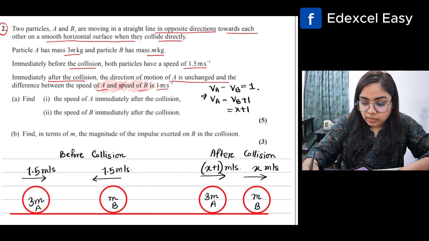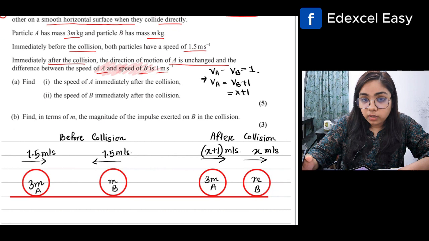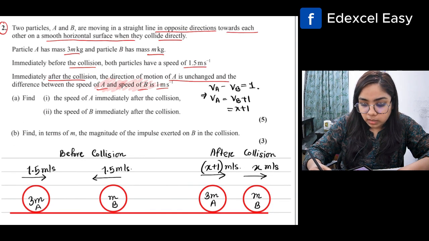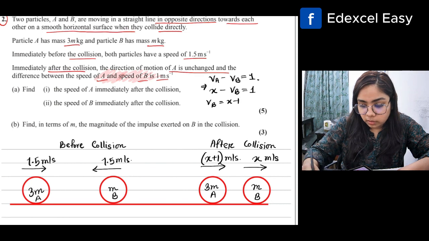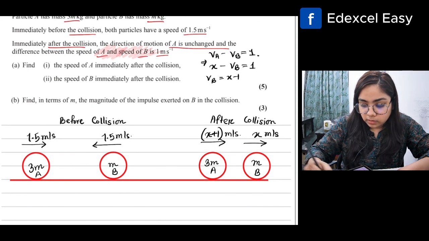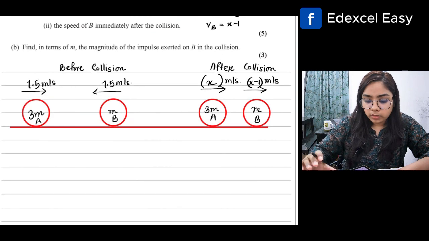Yeah, then I think since they're asking you to find out the value for speed of particle A first, it would be better if I assume that particle A has a speed of x, right? If this has a speed of x, in that case, VB would be just x minus 1, right? So just keep it like this. So this is x and this is going to be x minus 1. Okay. Now we will start with the calculations.